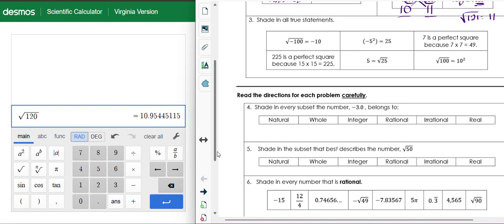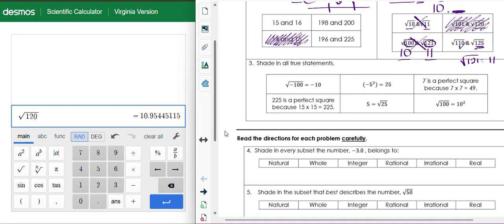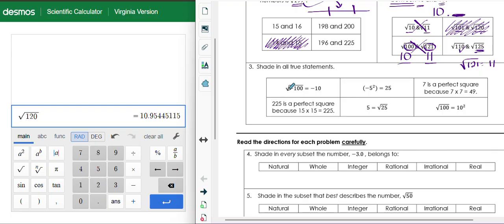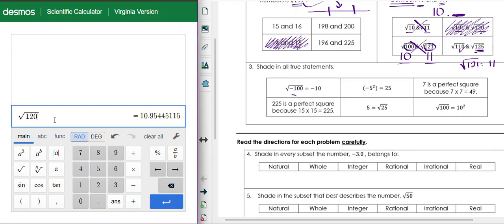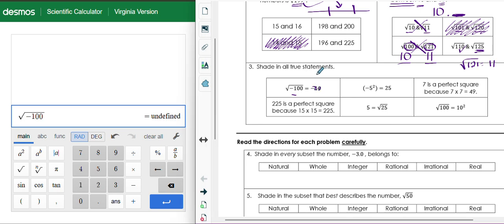On number 3, I'm going to shade all the true options. So I really just am going to test a lot of this stuff in the calculator. When you do this in the calculator, the square root of a negative number is going to say undefined. Really the best way to describe that is imaginary. That's called an imaginary number. It's not just a negative 10. Really, it's called 10i, but that is not a true statement here. It's not just negative 10.